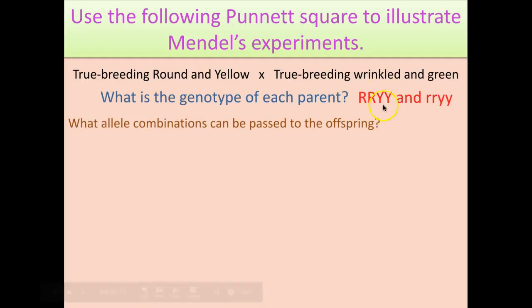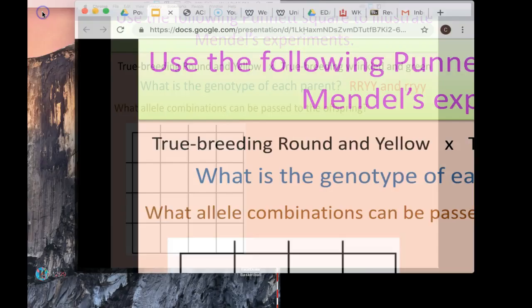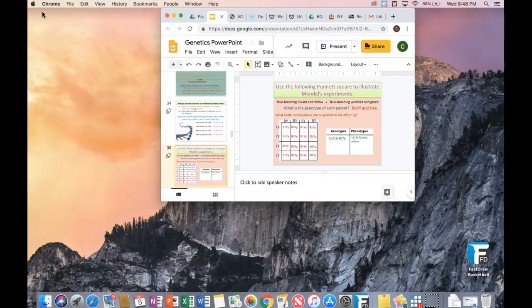True breeding meaning they are homozygous for both here. So homozygous dominant for the true breeding round and yellow, homozygous recessive for the true breeding wrinkled and green. So let's determine these allele combinations that can be passed to the offspring. Okay, again, we have our traits here. So let's do this way.